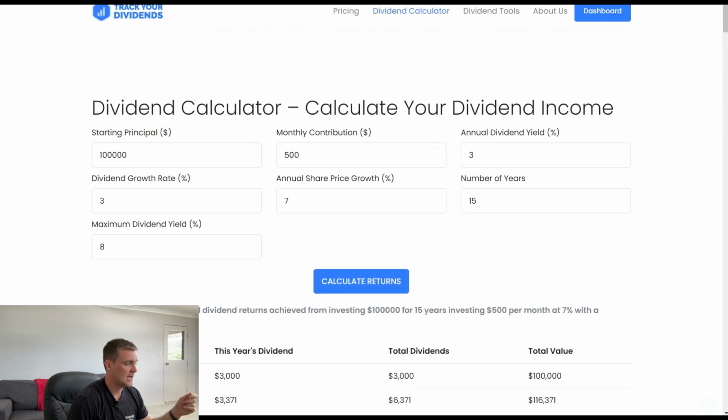So that's why I like the dividend tracker. I'll leave it there. It's trackyourdividends.com. Scroll all the way down to the bottom of the page and click the dividend calculator, and give it a go. Put all your personal circumstances in there, and then that way we can be forecasting 10, 15, 20 years in advance, and then that way hopefully we can be preparing for retirement, retire early and go and enjoy life. That's what we want to do as dividend investors.